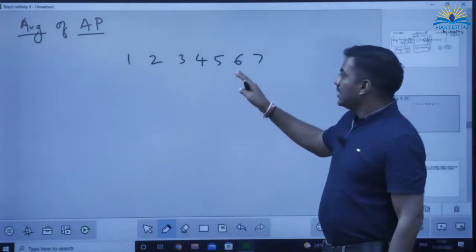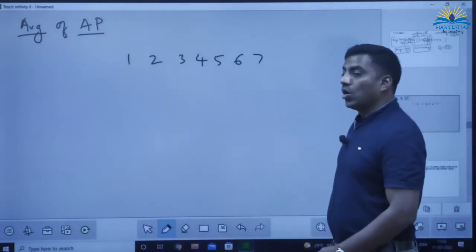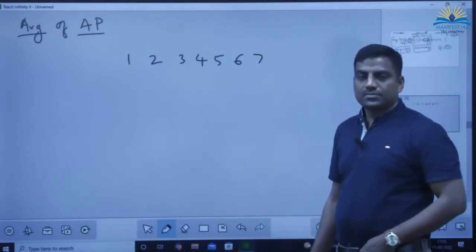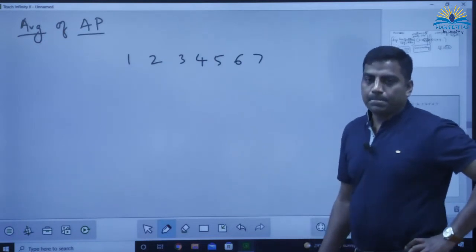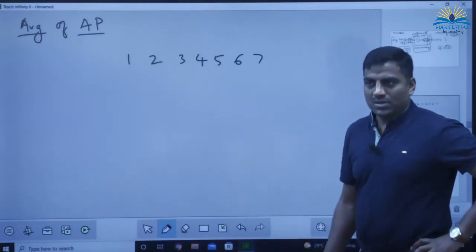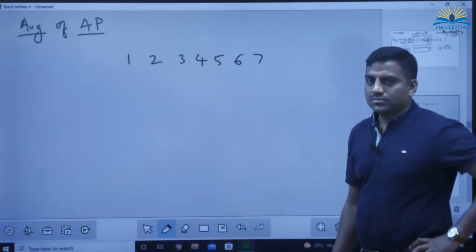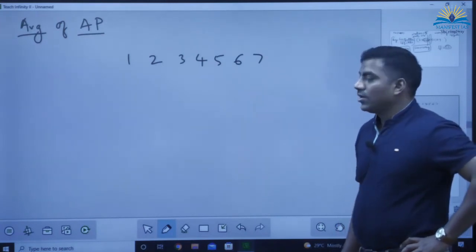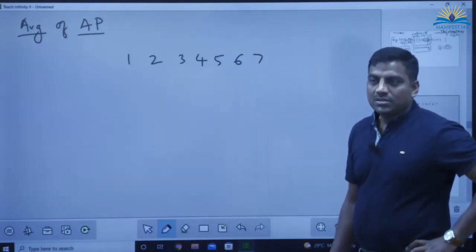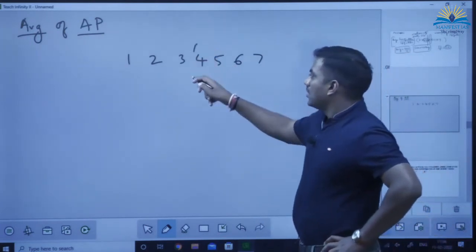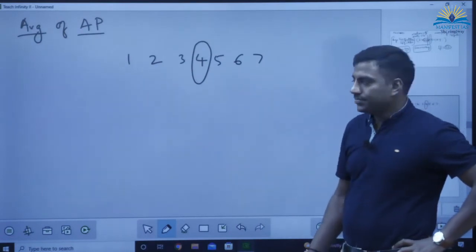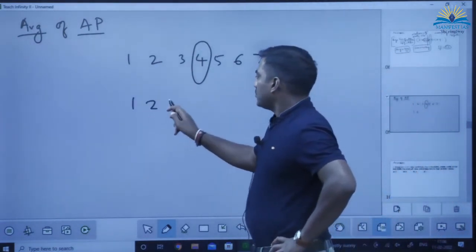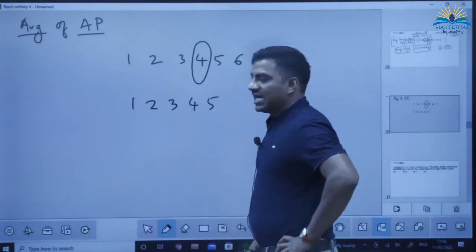Now tell me, this is an AP. What is the average of this AP? They are in continuity. What is the average? Correct? Yes or no? What is the average?